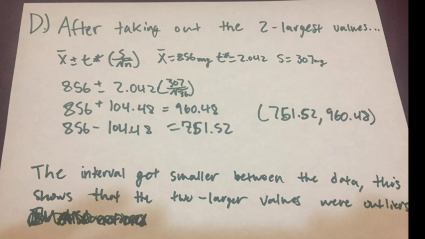So that gets you 856 plus or minus 2.042 times 307 over the square root of 36. So then that gets you 856 plus 104.48 and 856 minus 104.48, which equaled 960.48 and 751.52. So the interval got smaller between the data. This shows that the two larger values were outliers and that the data is skewed to the right.